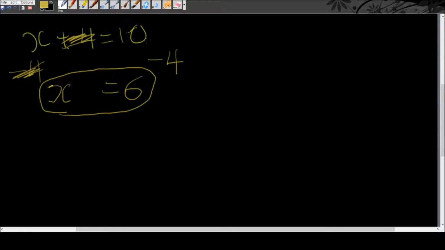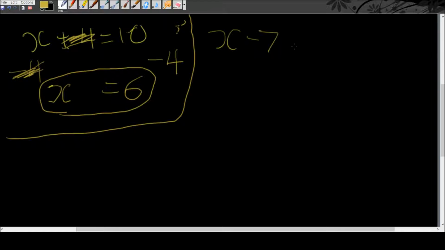Okay, lovely. Let's look at another example. So let's have x take away 7 is equal to 12. Now again we're going to do the same thing. Remember what we want, we just want x on one side, so we need to get rid of this minus 7. How do we get rid of minus 7? So basically what we're going to do is the inverse of minus 7. The inverse of minus 7 is plus 7. So we're going to plus 7 to this side, and we're going to plus 7 to this side as well.